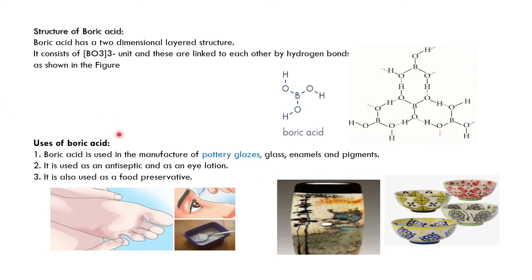Uses of boric acid: it is used in the manufacturing of pottery glasses. These are the ornamental pottery glasses we use in reception halls, and nowadays the bowls are easy to wash, so they are used in houses. It is used in enamel and pigments, as an antiseptic and eye lotion. It is also used in food preservatives and in cookware.